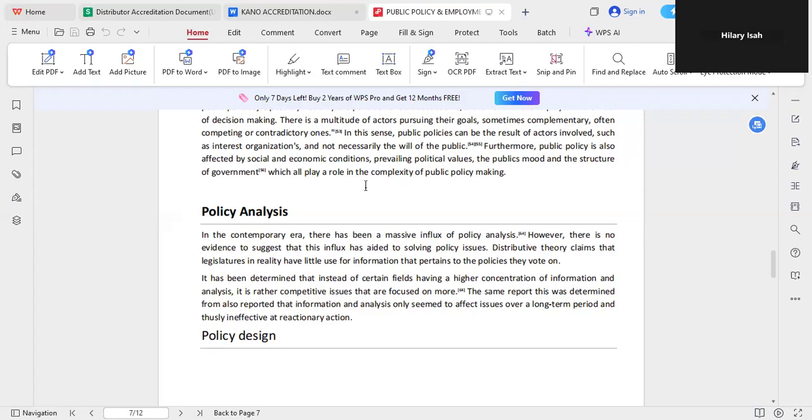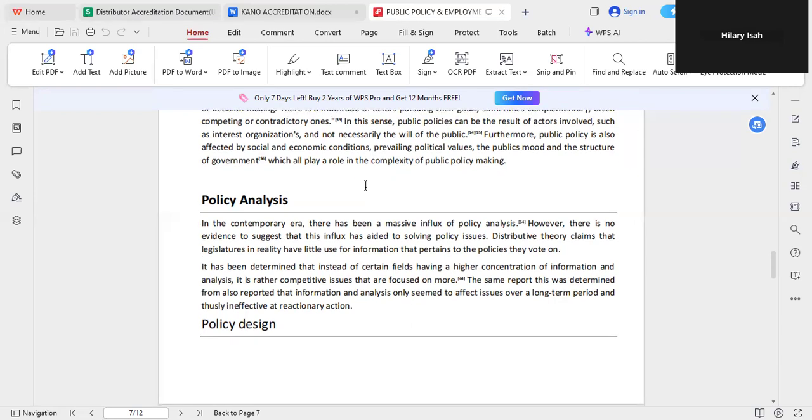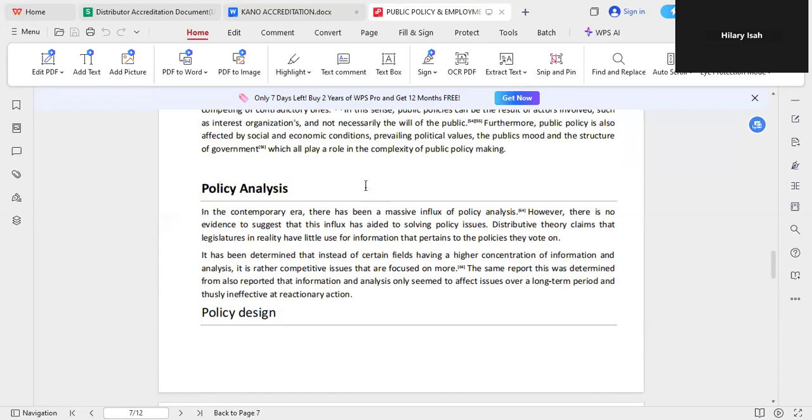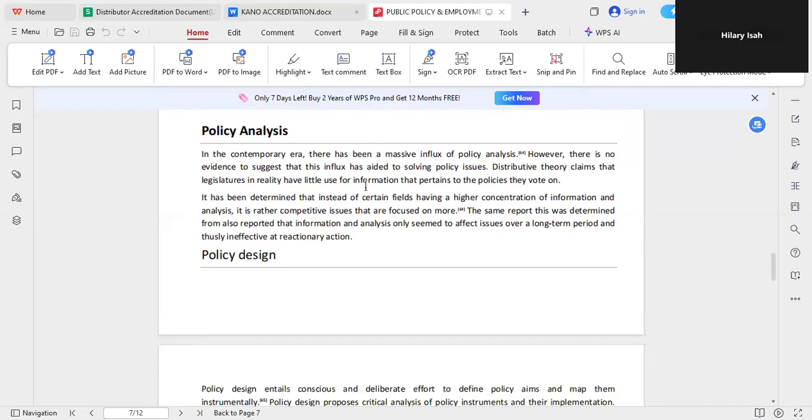The same report this was determined from also reported that information and analysis seem to affect issues over a long period, and are thus ineffective as a reactionary action plan. So generally there is an influx of attempts to solve problems, where there's a desire to form a policy, there should be a policy on that, there should be a system, which is true. But policies are not formed overnight, and it may take a lot of time before you can come up with an adequate system.